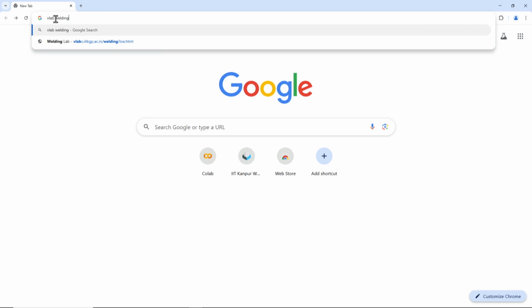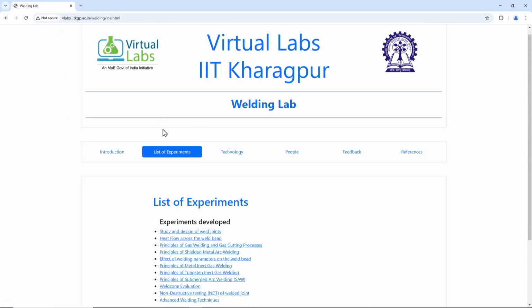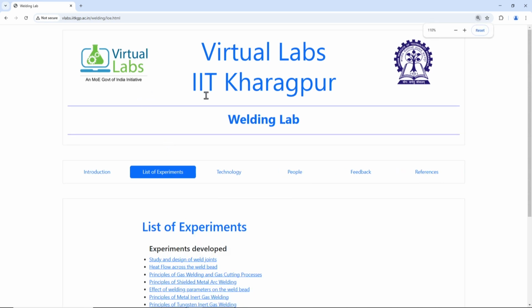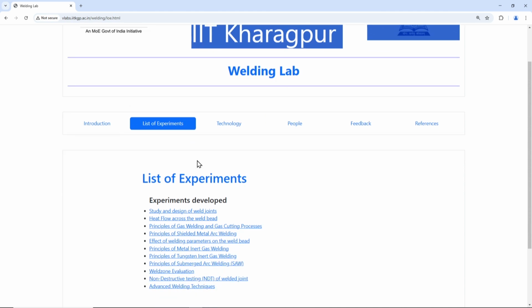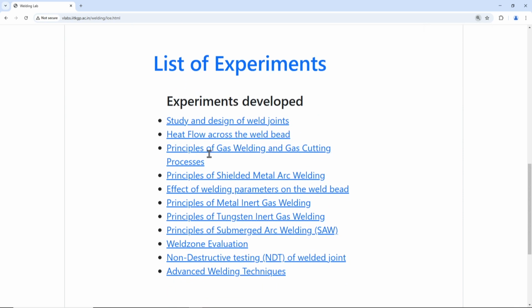welding, enter. The first link that comes is welding lab. Let me click this link. So I have now a page opened which shows the virtual lab developed by an institute, and here is the list of the experiments. Let me just zoom it out.